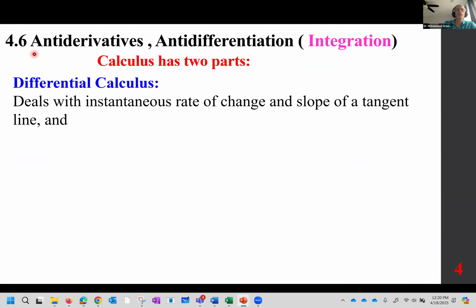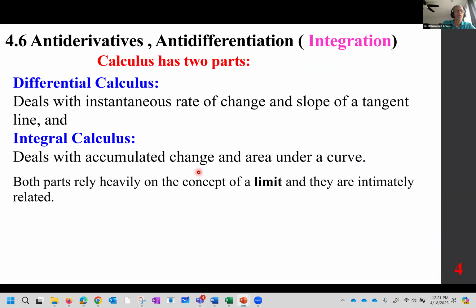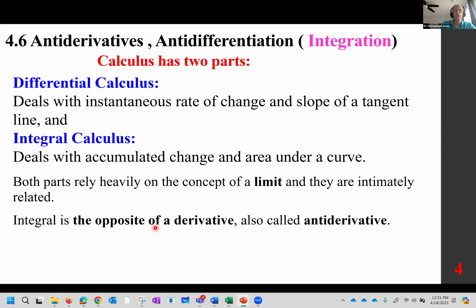Now, section 4.6, antiderivatives. Anti-differentiation, integration, they ultimately mean the same thing. Calculus has two parts. Differential calculus, which deals with the instantaneous rate of change and slope of a tangent line, and integral calculus deals with accumulated change and area under a curve. Both parts rely heavily on the concept of a limit, and they are intimately related. Integral is the opposite of a derivative, also called antiderivative.